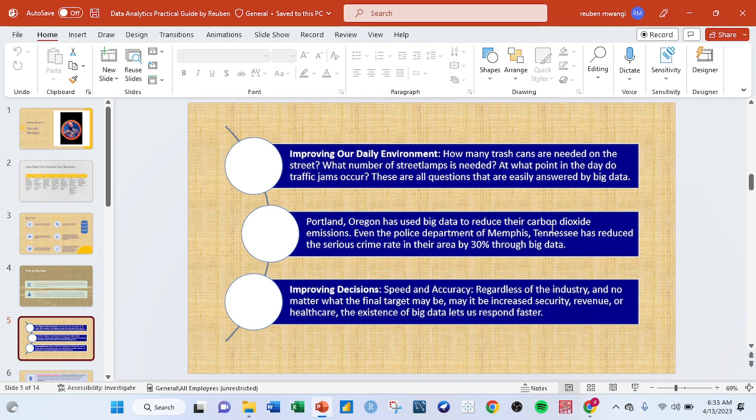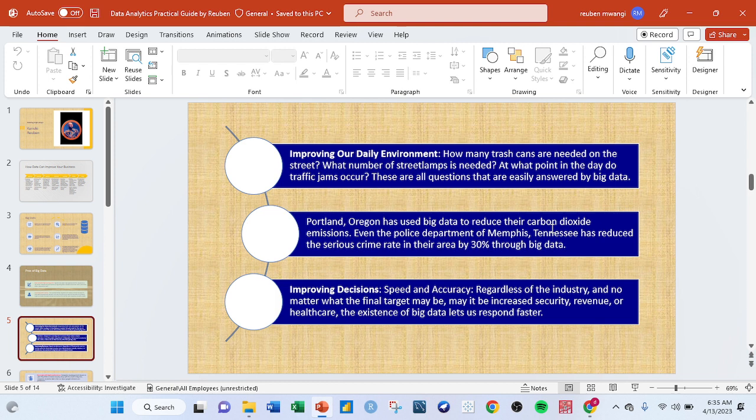Then we have an example here. Portland, Oregon has used big data to reduce their carbon oxide emissions. So this is about air pollution. Portland is using big data to help them reduce air pollution.